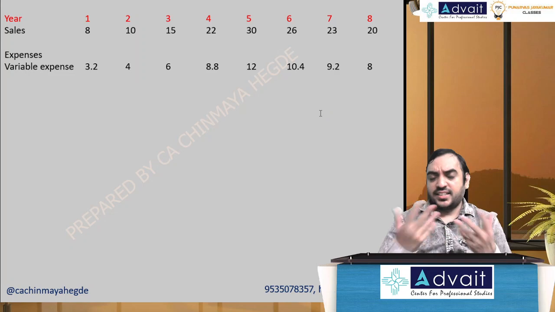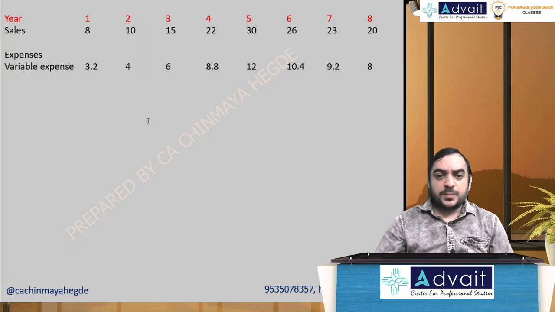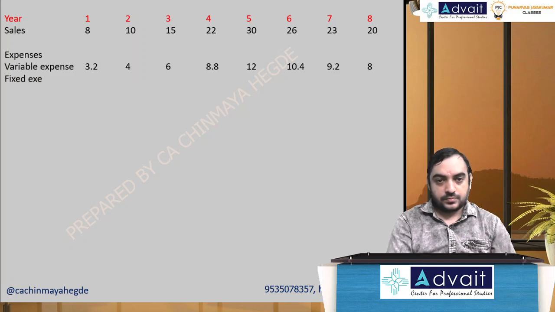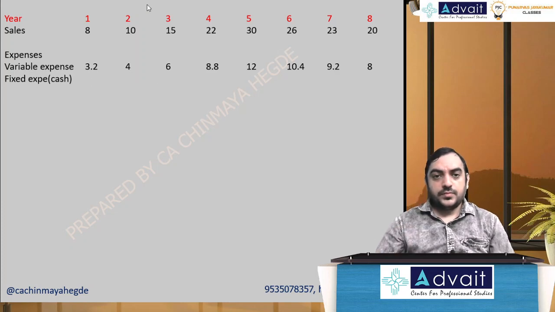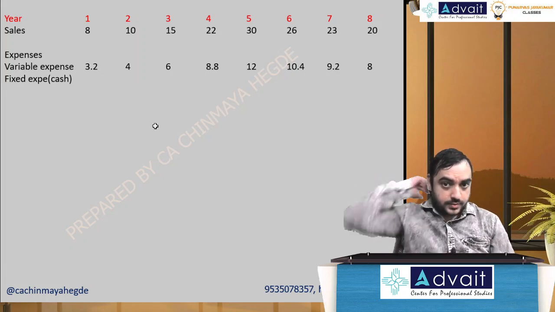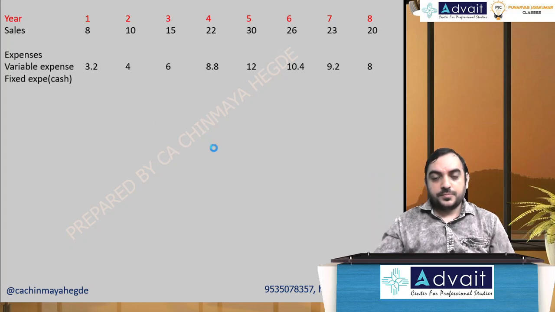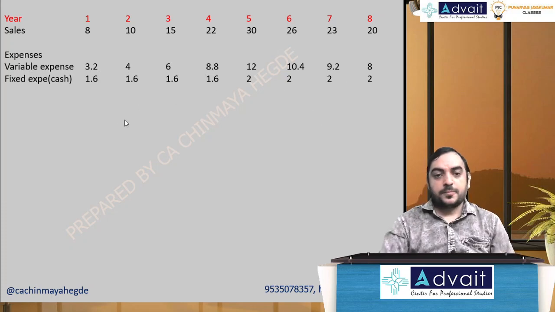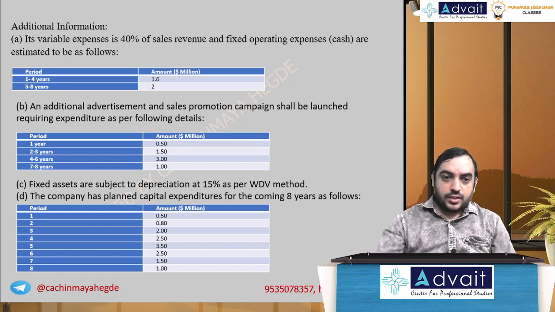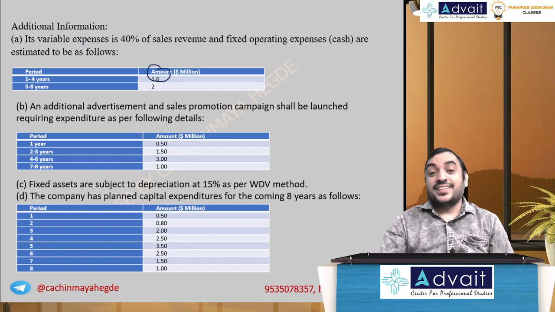40% of sales, that is revenue, is your expense. Then fixed expense, cash. That's also given. Of course, depreciation we have to do separately. This is again given. 1.6, 1.6, 1.6, 1.6, 2, 2, 2, 2. Fixed expenses: first 4 years, 1.6 each. Then next 4 years, 2 each.